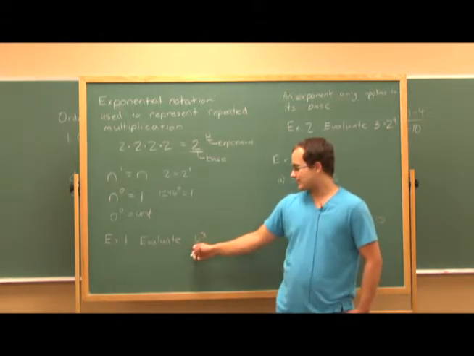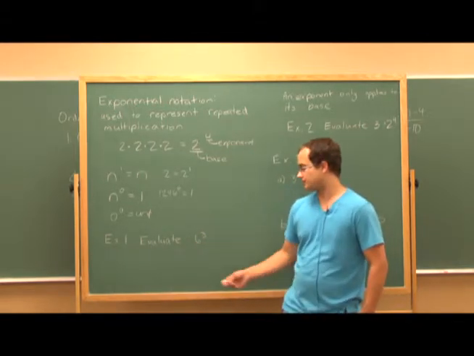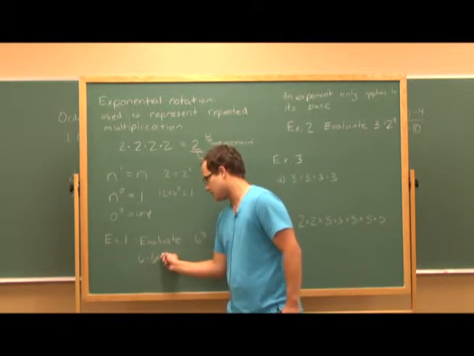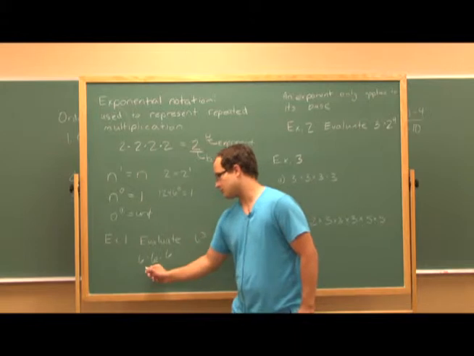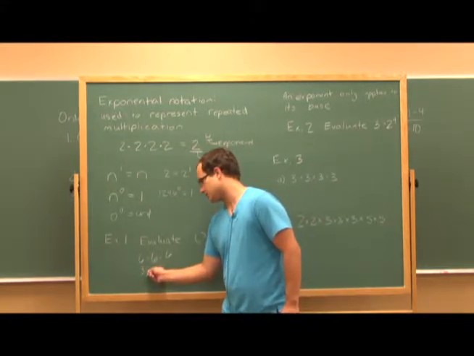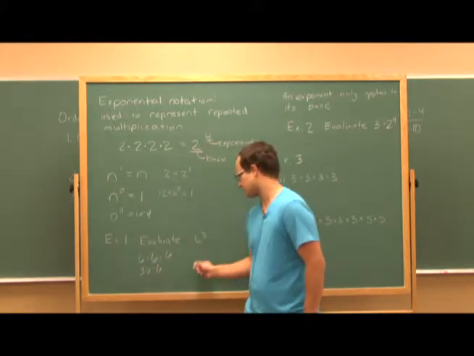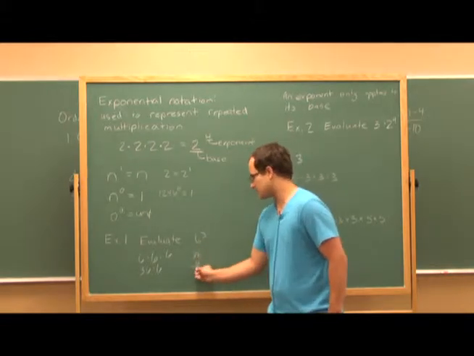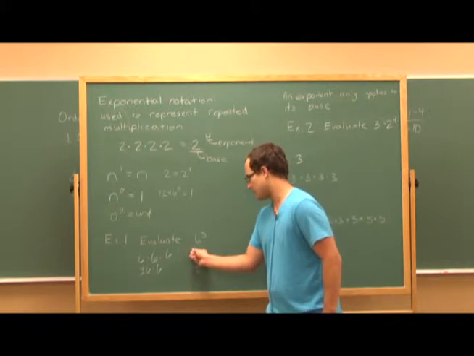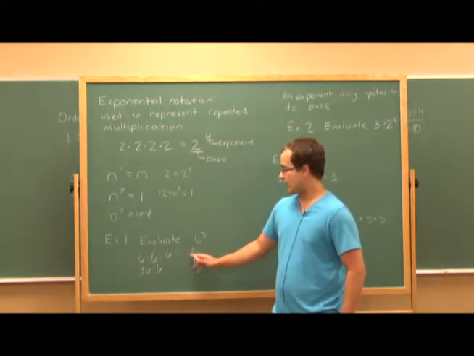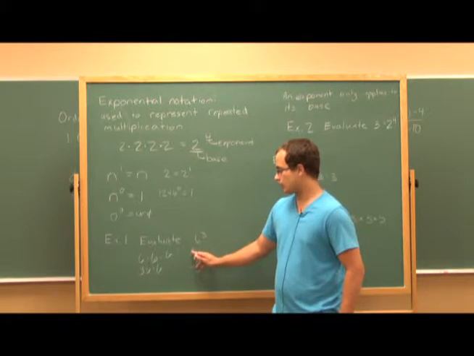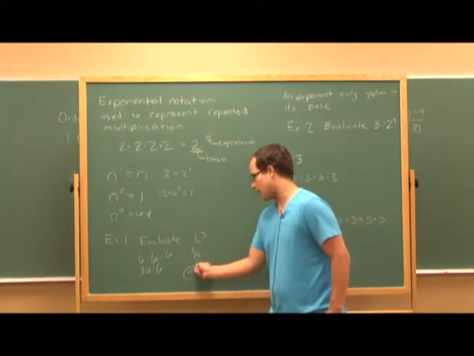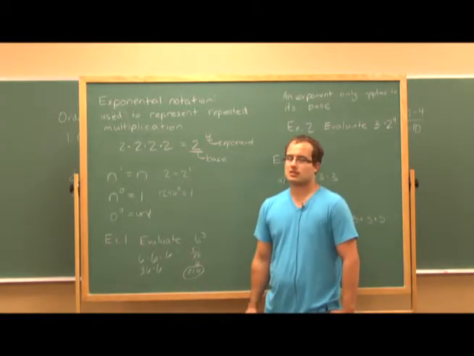Example 1, evaluate 6 to the 3rd power. Well, that's 6 times 6 times 6. Well, 6 times 6 is 36 times 6. Well, I'll do that off to the side. 6 times 6 is 36. Carry the 3. 6 times 3 is 18, 19, 20, 21. So 6 cubed, or 6 to the 3rd power, is 216.